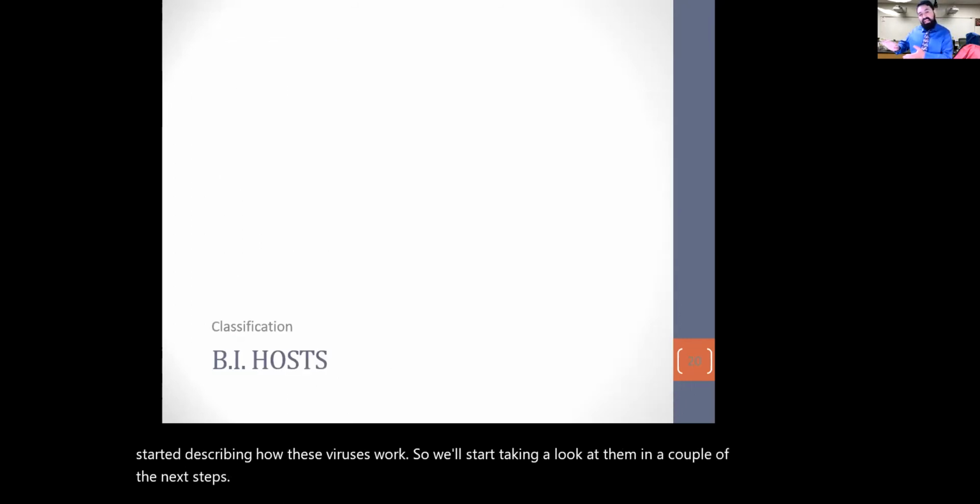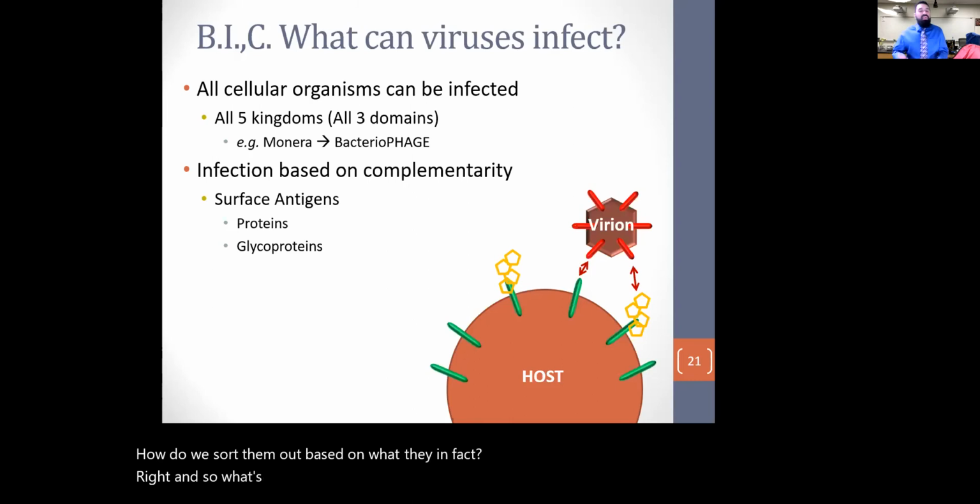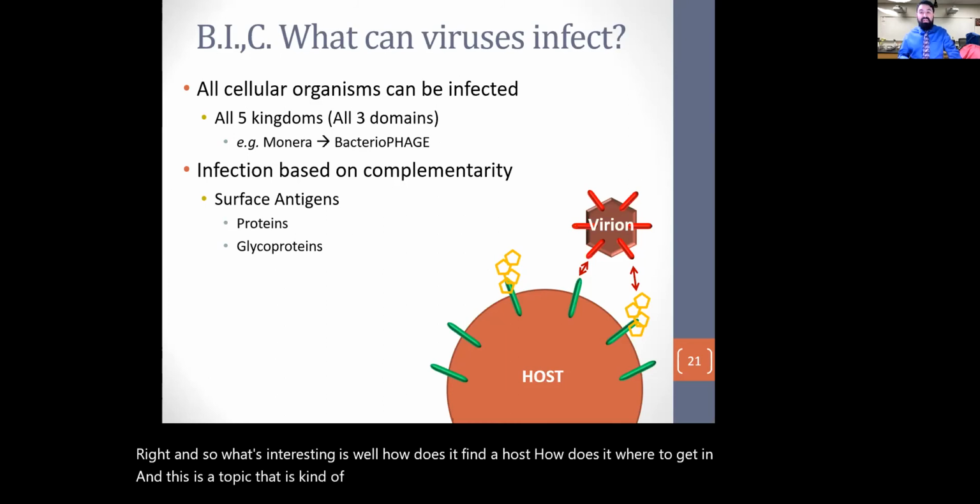So now, putting that bit of information off to the side, that was just one level of how to classify our viruses. Well, what about the hosts? How do we sort them out based on what they infect, right? And so what's interesting is, well, how does it find a host? How does it know where to get in? And this is a topic that is kind of important for us right now in terms of how do you select a specific host?